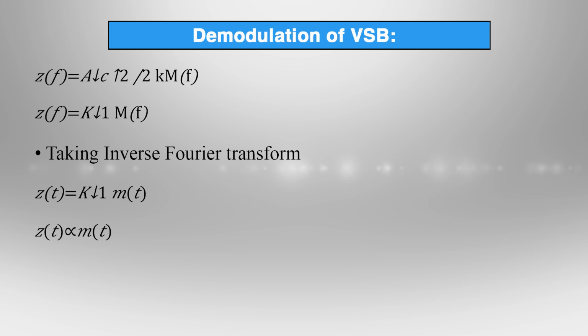Taking the inverse Fourier transform, z of t is equal to k1 times m of t, where k1 is equal to Ac square by 2 into k, or z of t is proportional to m of t. That means the demodulated signal, represented by z of t, is proportional to the message signal, which is our information that we have transmitted from the transmitter's end.